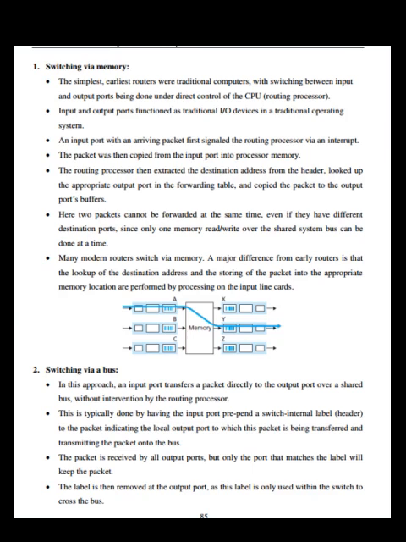Switching via bus. In this approach, an input port transfers a packet directly to the output port over a shared bus without intervention by the routing processor. This is typically done by having the input port prepend a switch-internal label header to the packet, indicating the local output port to which this packet is being transferred, and transmitting the packet onto the bus. The packet is received by all output ports, but only the port that matches the label will keep the packet. The label is then removed at the output port, as this label is only used within the switch to cross the bus.